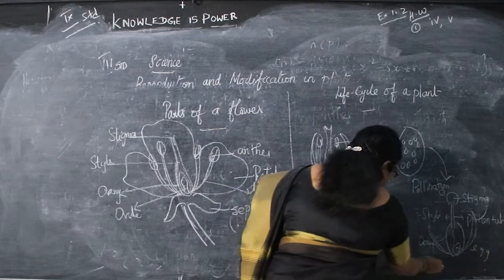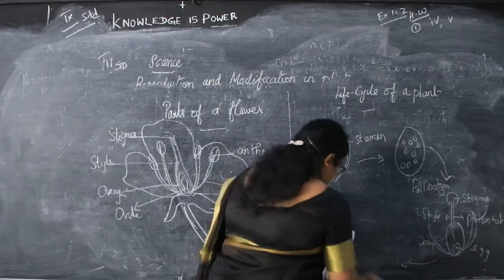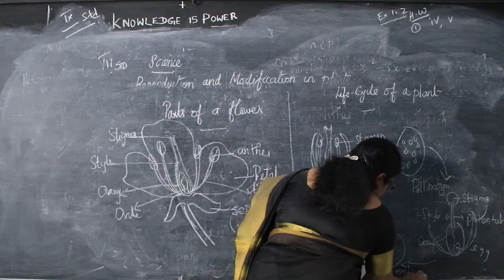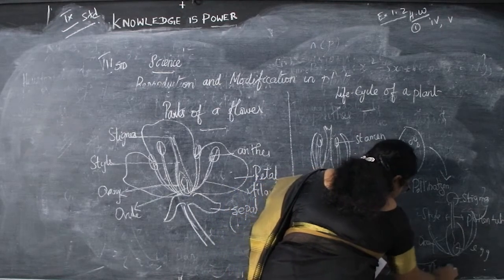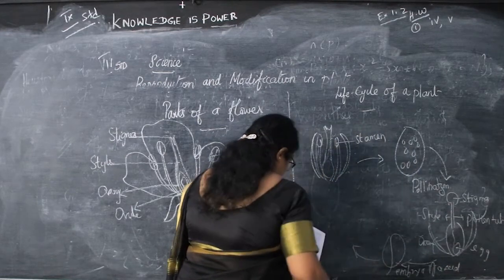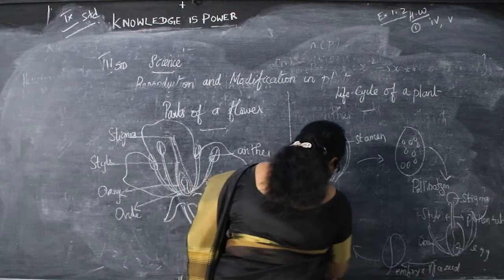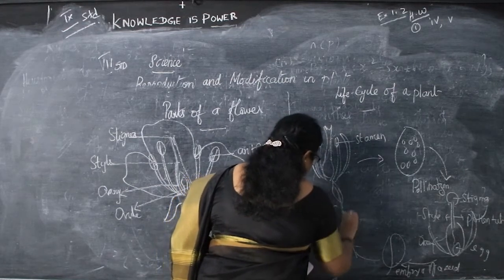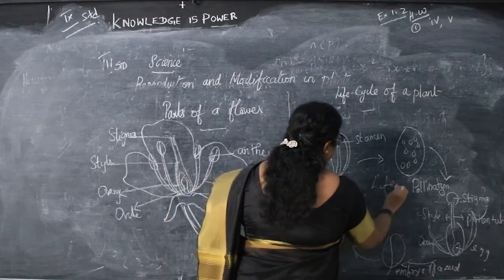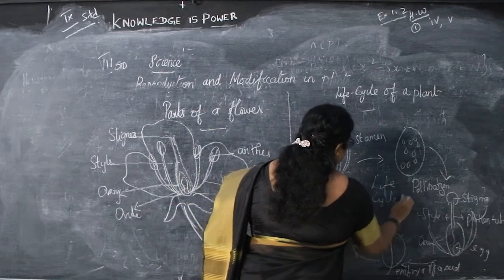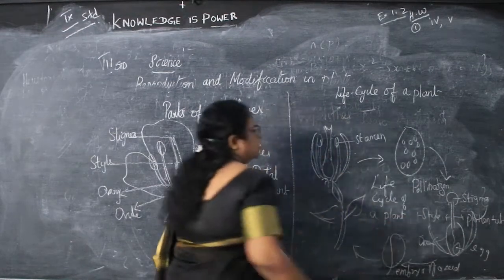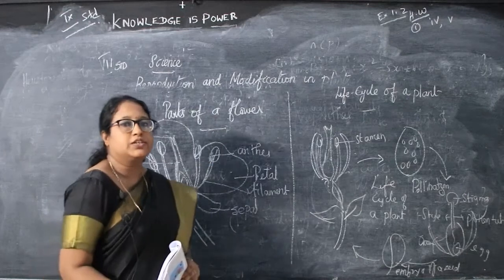Then next, a fertilized egg becomes the embryo of a seed. This is the embryo of a seed. Then this germinates to produce a new plant. So this is the life cycle of a plant. So I think you have understood the full lesson, children. Thank you.